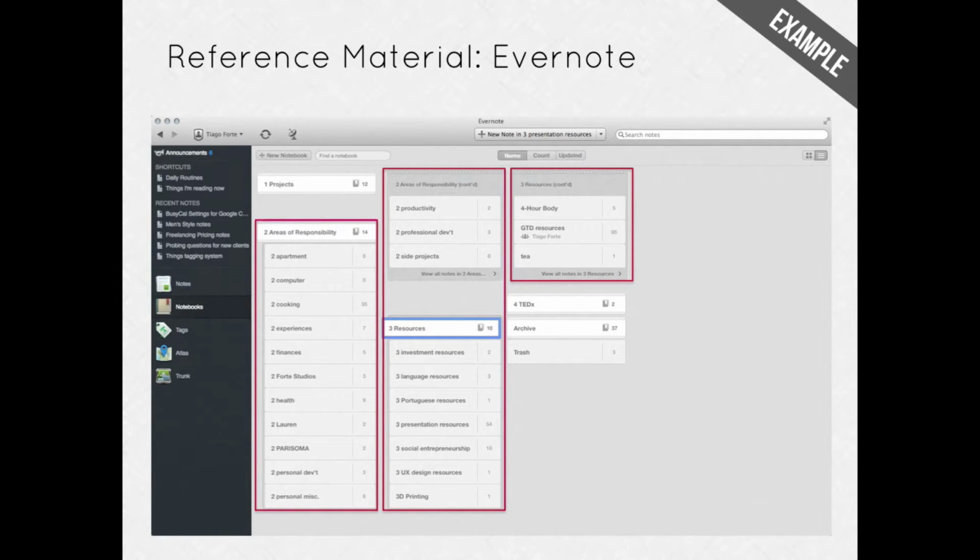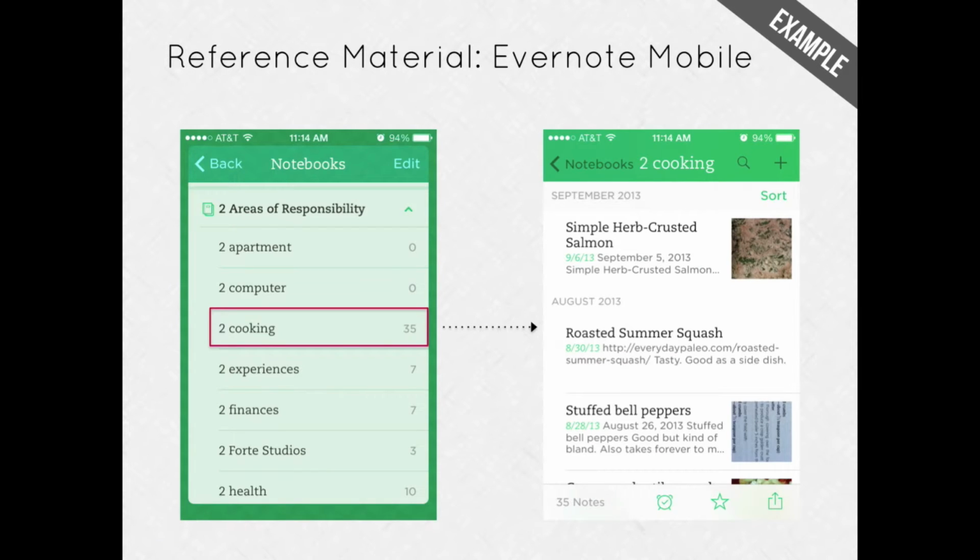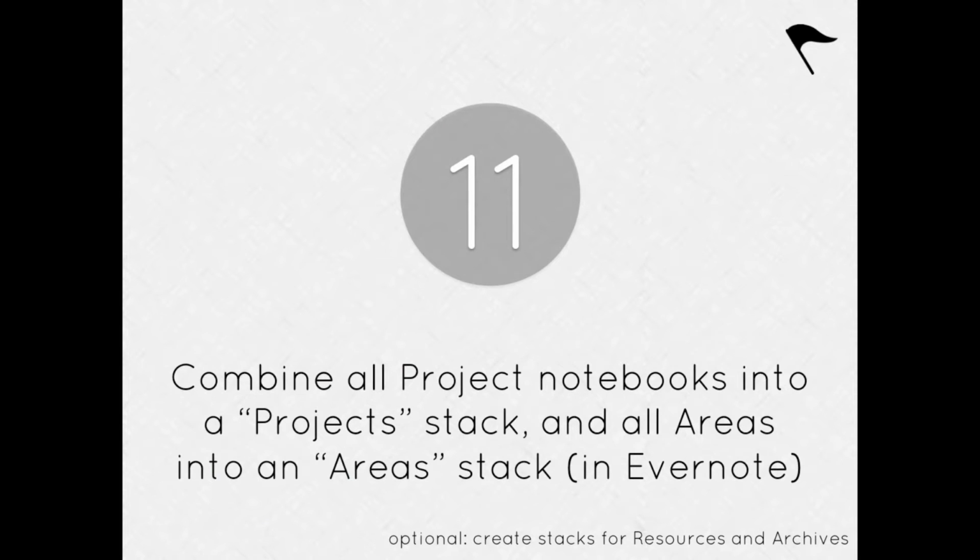In an upcoming project step, I'll show you how to keep them organized. And of course, you want to be able to refer to your reference material wherever you are using Evernote Mobile. Project Step 11 is to combine all of your project notebooks in Evernote into a projects stack and all of your areas into an area stack. Let me show you what I mean.